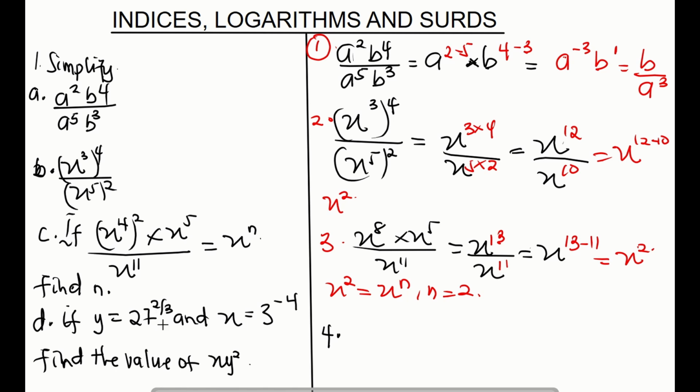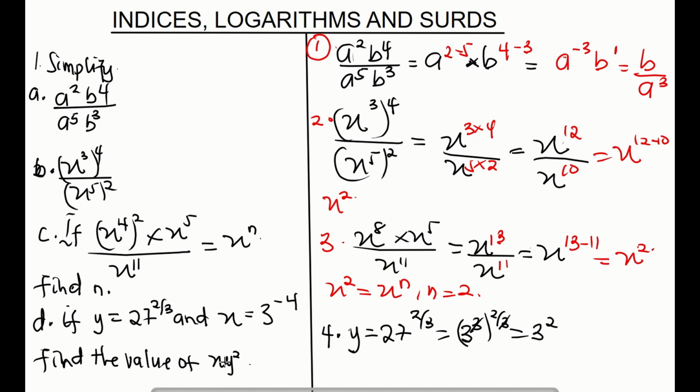But over here we can simplify our y. Simplifying our y, we can see that y is equal to 27 to the power 2 on 3. By the same vein, 27 is the same as 3 to the power 3. So we are having 3 to the power 3 multiplying 2 on 3. So this will definitely cancel this, and we are going to have only 3 squared. So y is equal to 3 squared.